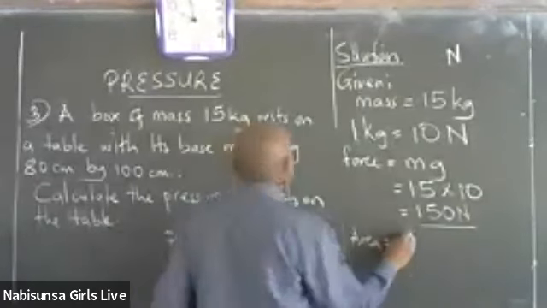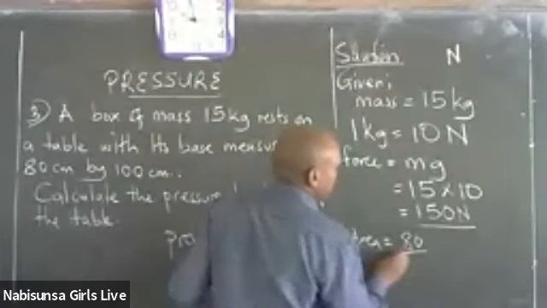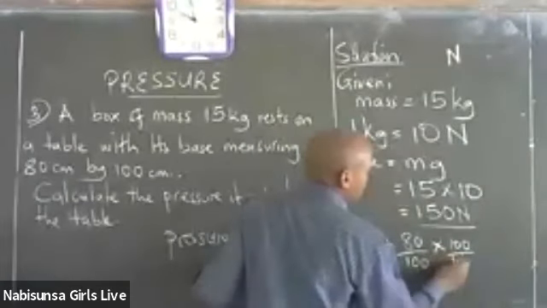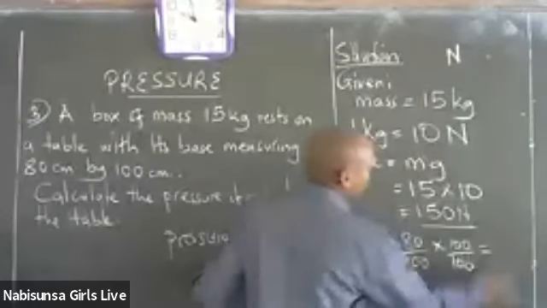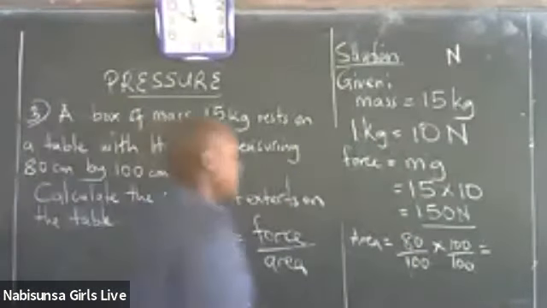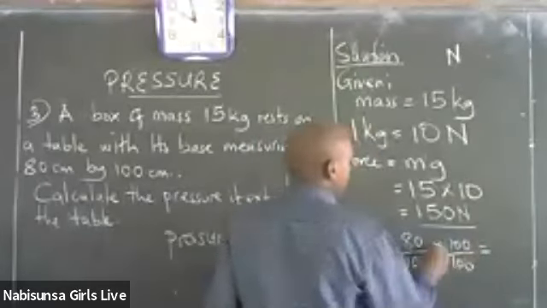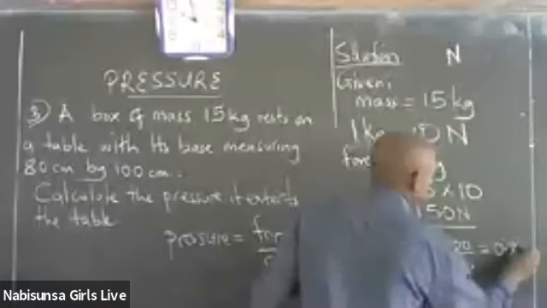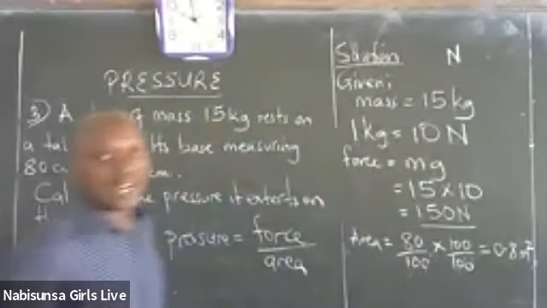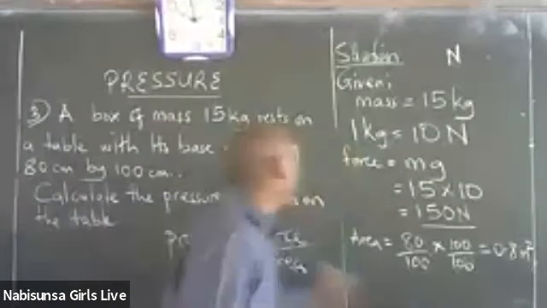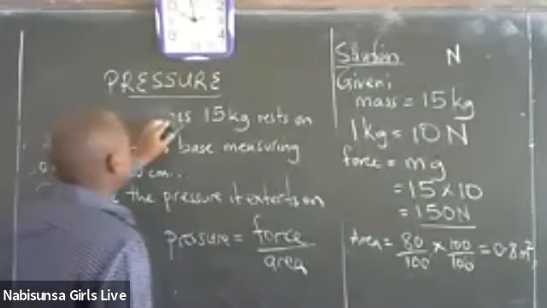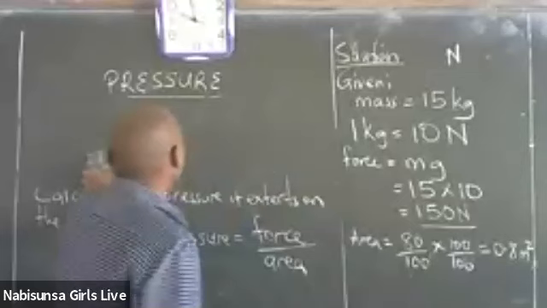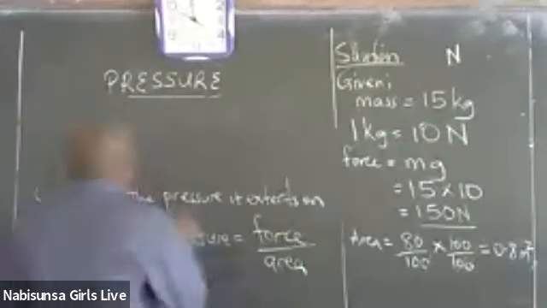Area is 80. I can just do it like this: 80 and 100. For this case, what do I get? This 0 goes with this, this goes with this. So we end up with 0.8. That is area. Now after getting area, I can comfortably go ahead and get the pressure. So you always first convert to the units they want, then you go to the formula.